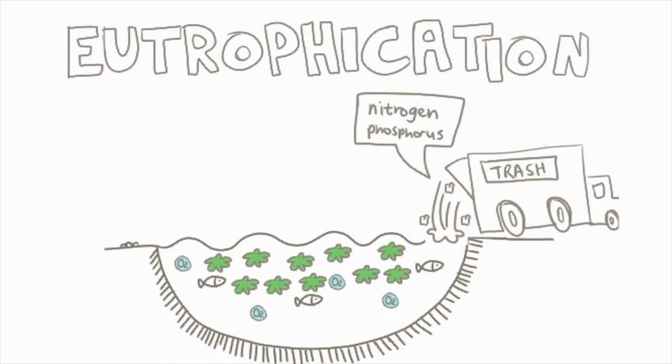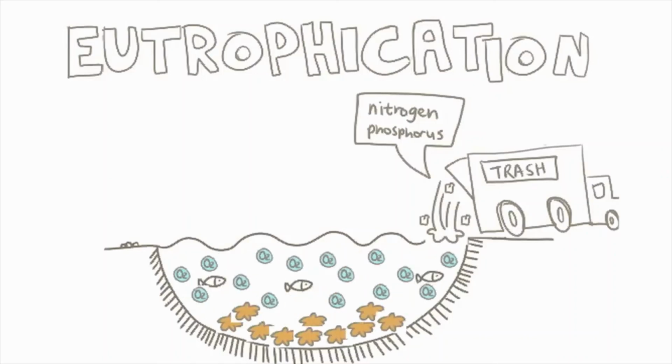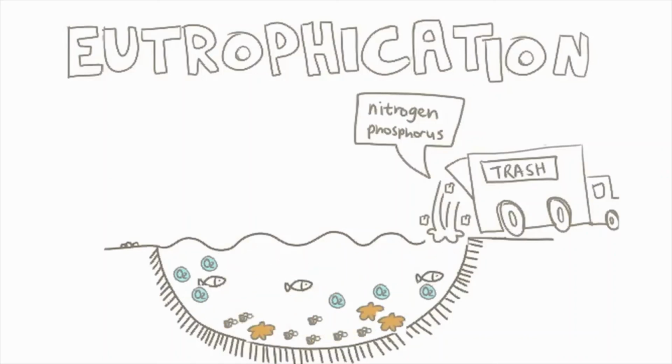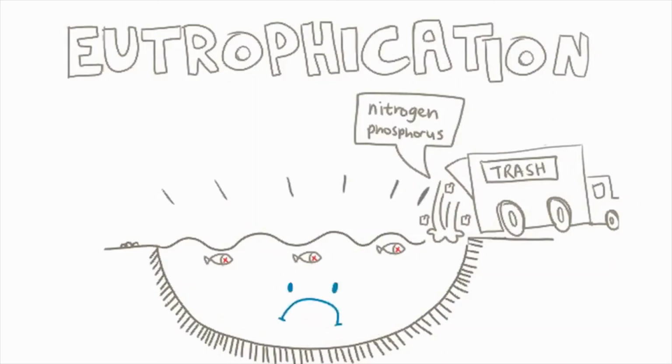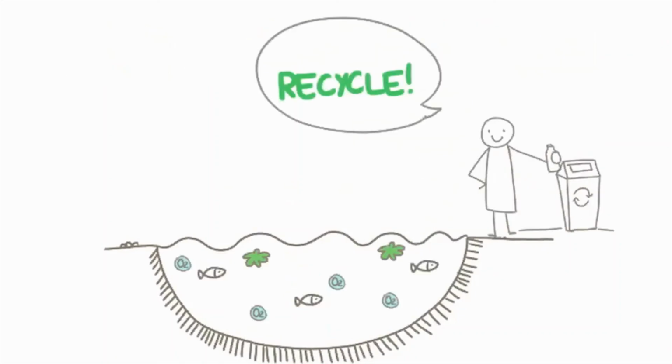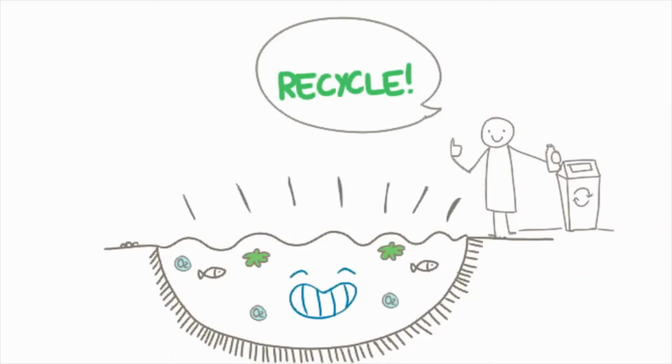Aren't plants good though? Don't they produce dissolved oxygen? Well, yes, but when they die, they sink to the bottom of the lake and decay there. And this decay uses up all the oxygen in the lake. With no oxygen to breathe, the fish and other animals die and the lake becomes unhealthy. So throw your trash properly and recycle. Together we can preserve our marine and freshwater ecosystems.